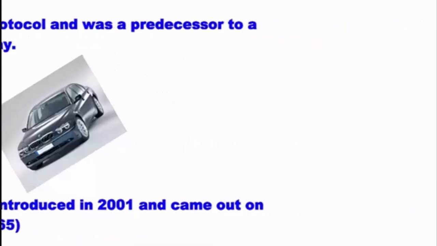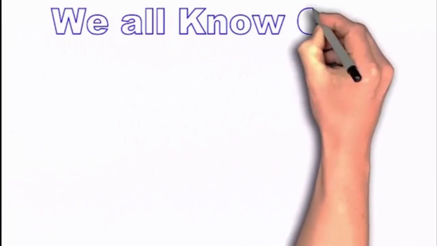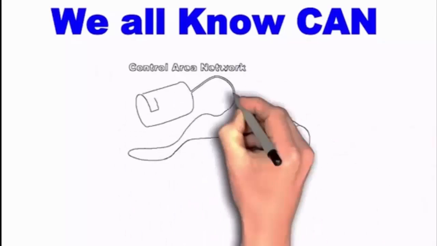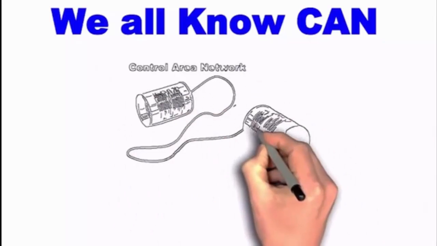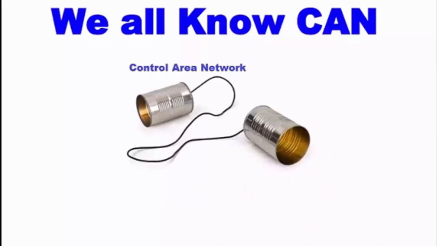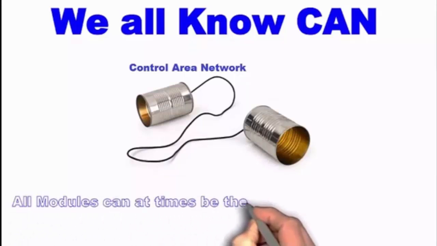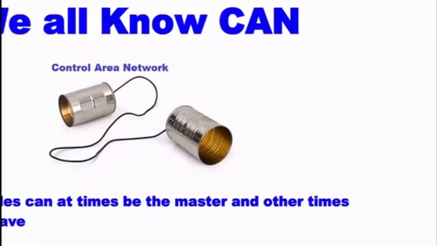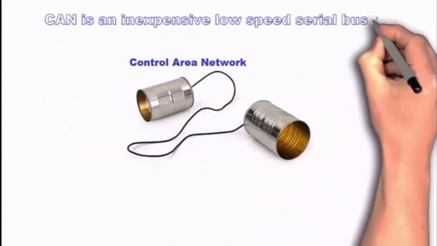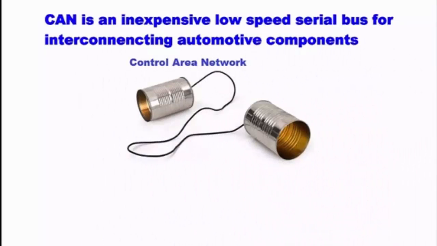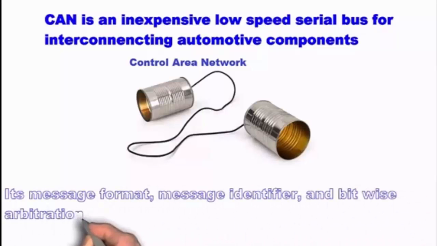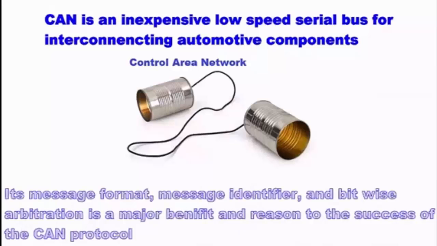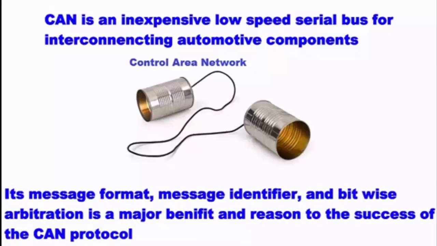We all know CAN, Controller Area Network, which is a multi-master message broadcasting system, meaning that no one module is the master. All modules send messages and all modules receive messages. Therefore, all modules can at times be a master or at other times be a slave. CAN is an inexpensive, low-speed serial bus for interconnecting automotive components. The CAN protocol's simplicity, such as its message format, message identifiers, and bitwise arbitration, is a major benefit and reason for the success of the CAN protocol.